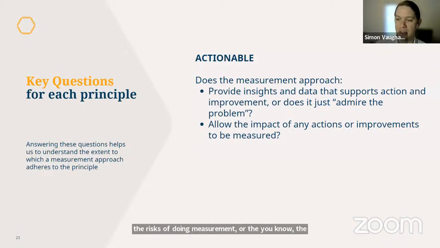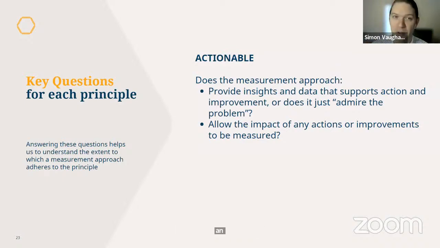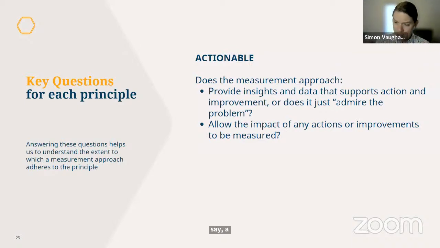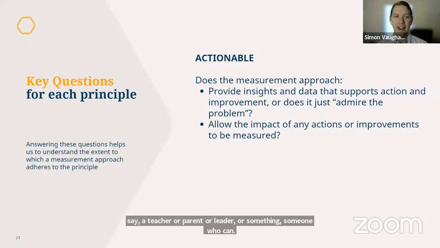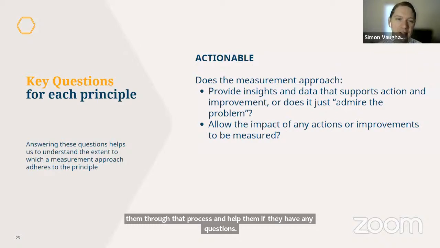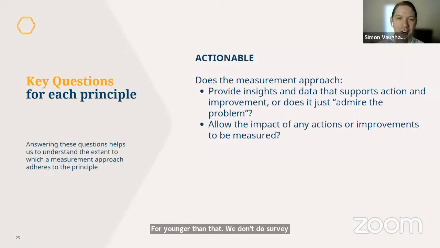So just to answer quickly, at Huber Social, our main tool that we use is surveys. Essentially we get people to do a survey before an activity and then again after, and then we compare the results. We will do survey measurement with children as young as 8, as long as they're supported by, say, a teacher or parent or a leader, someone who can support them through that process and help them if they have any questions. For younger than that, we don't do survey measurement because we just don't think it's appropriate or effective.